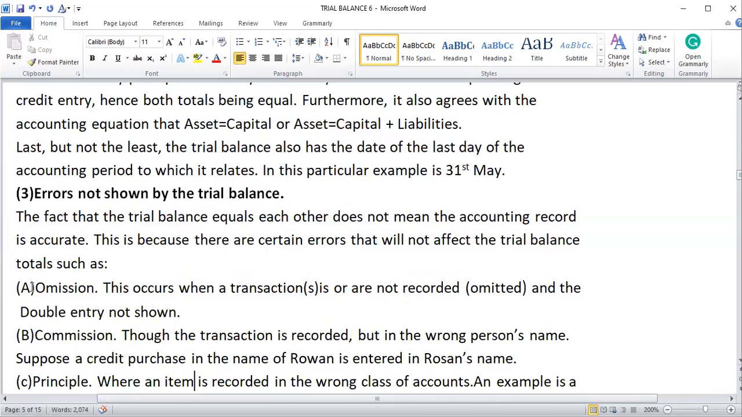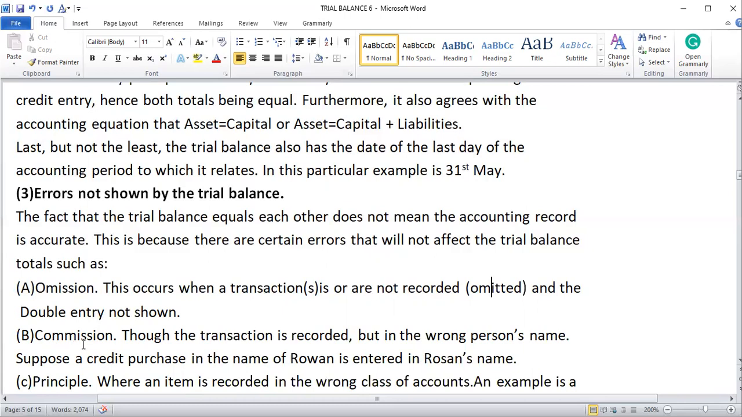So we have an error of omission. What's the meaning? This occurs when a transaction or transactions is or are not recorded. That's completely omitted and the double entry not shown. So if there is a transaction and it is not recorded, the double entry is not shown. It will never affect the trial balance because it is not recorded in the ledger. The trial balance will still balance.